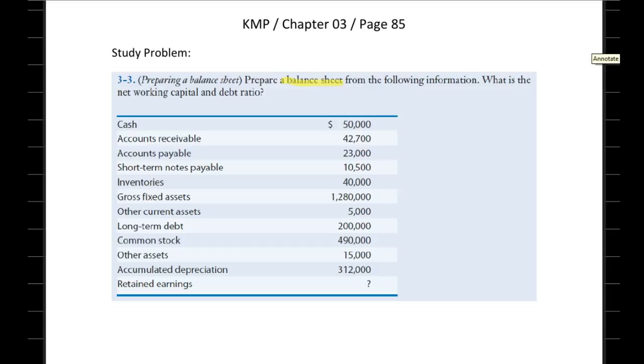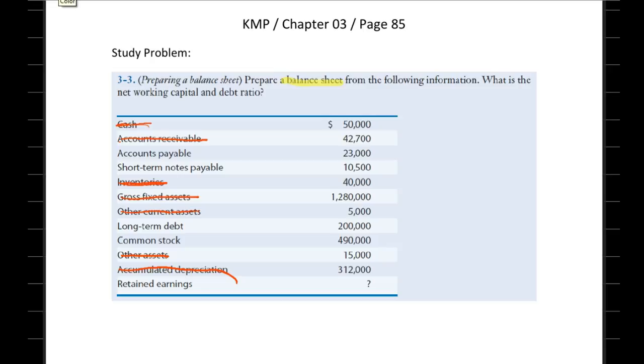But let me briefly eliminate those that we have already used. Again, we have already used cash, accounts receivable, inventory is gone, gross fixed assets is gone, other current assets we have already used, and accumulated depreciation is gone as well. And we're also done with other assets. So we're not left with too many options actually.